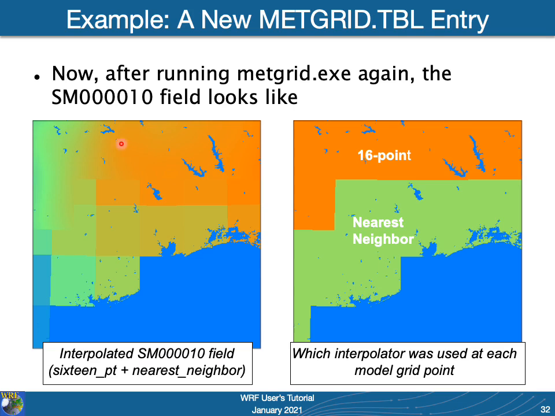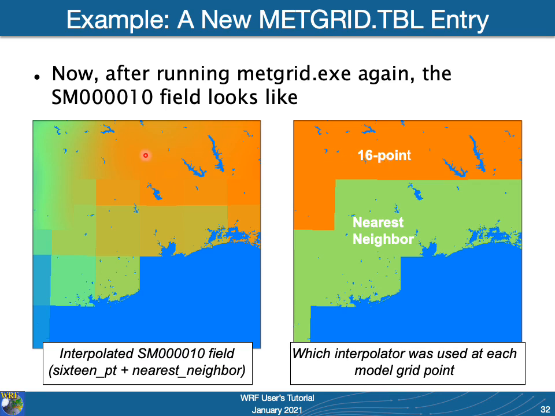So you'll notice that there are some parts of our model domain where the soil moisture field looks very smooth. And it turns out those are the model grid cells where we had a 4x4 grid of valid GFS data points around those model grid points. And so the METGRID program was able to apply a 16-point interpolation stencil.